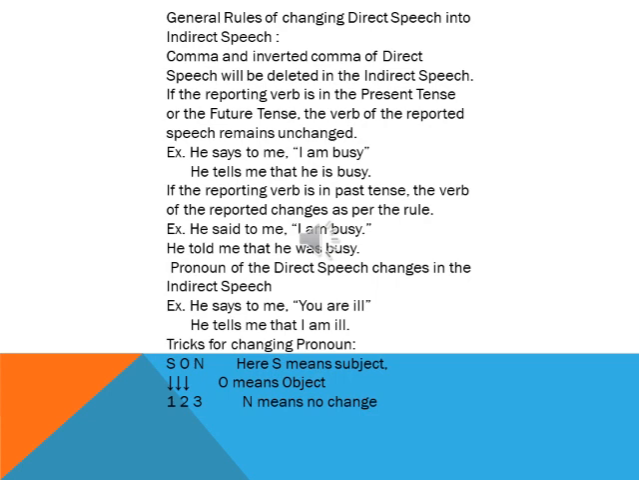In this example, you was there, and it was the second person. So second person follows the object. So that is why you followed me. So you has been changed into I.